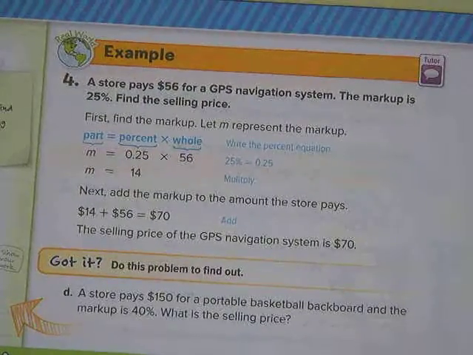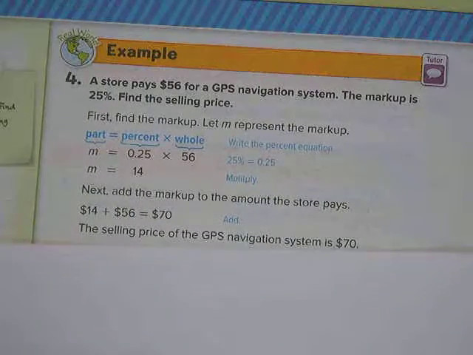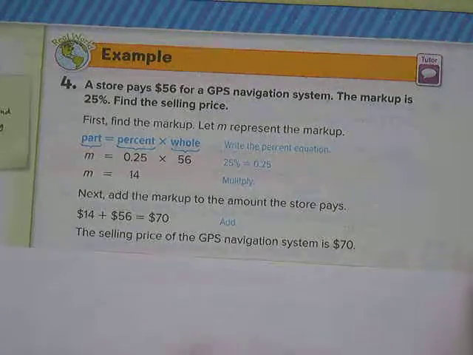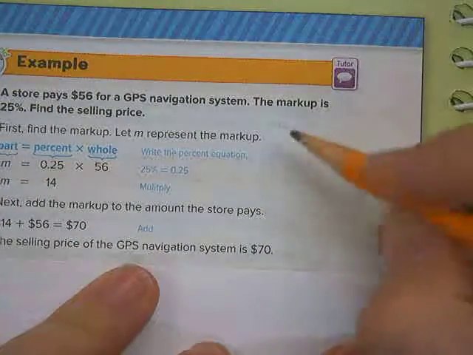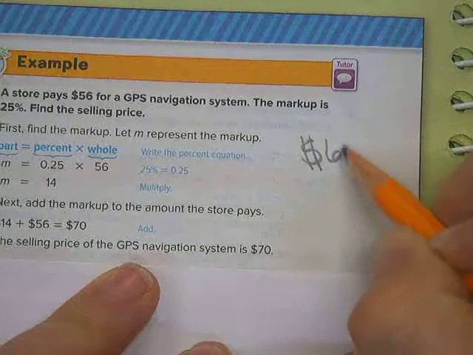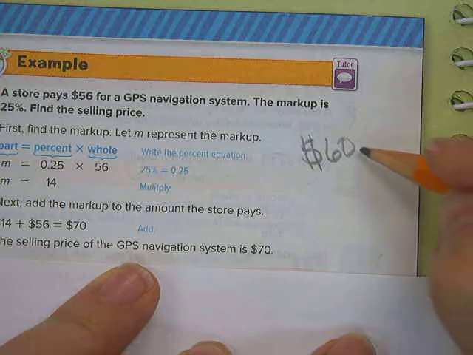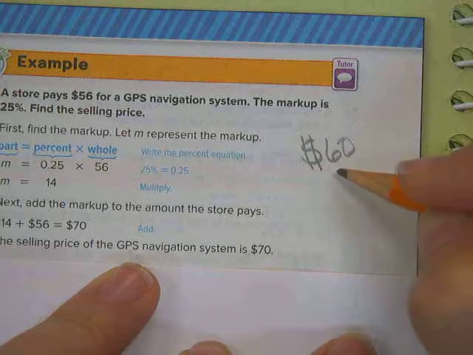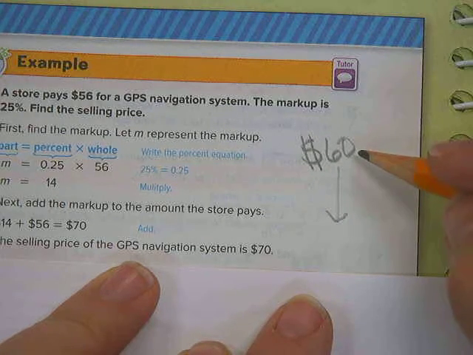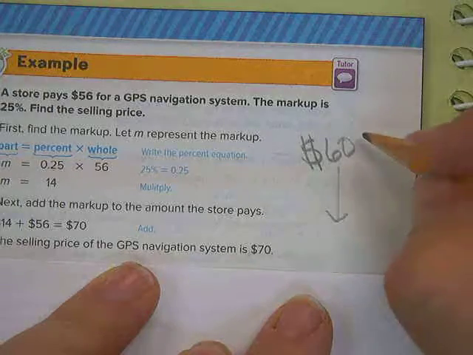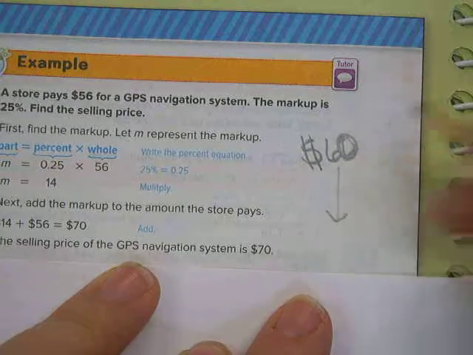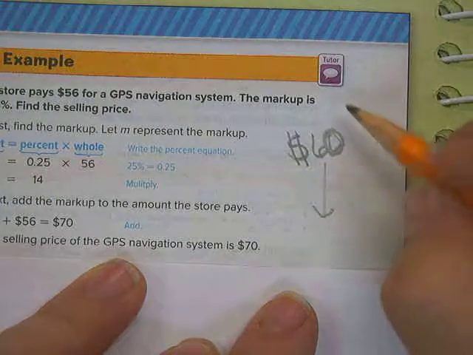Example 4 is going to talk about our last idea of a percent of increase. When stores buy things, like Walmart for example, Walmart goes to China and buys iPods, let's say, for $60. So that's what they buy them for from China. But then when they put them on their shelves, they don't sell them for $60 because then they would not make any money. So what Walmart does is they apply what's called a markup. They take a product and they mark it up a certain percent.